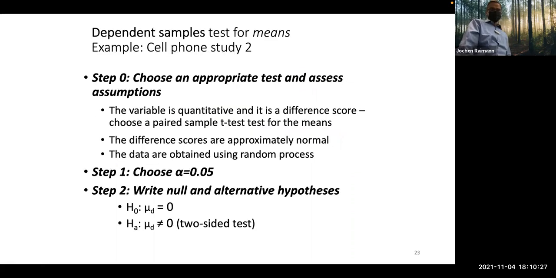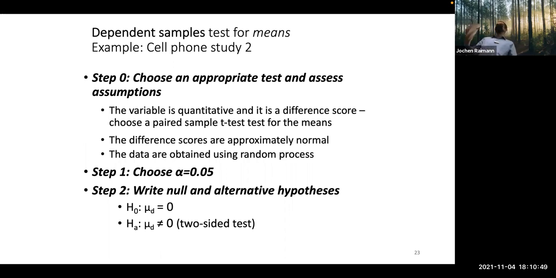So now you can use a Z or a T method, and you choose the test by assessing your assumptions. The variables are quantitative, with a difference score for each individual. You choose a paired sample t-test for the means. The difference scores are approximately normal, and the data is obtained during a random process.